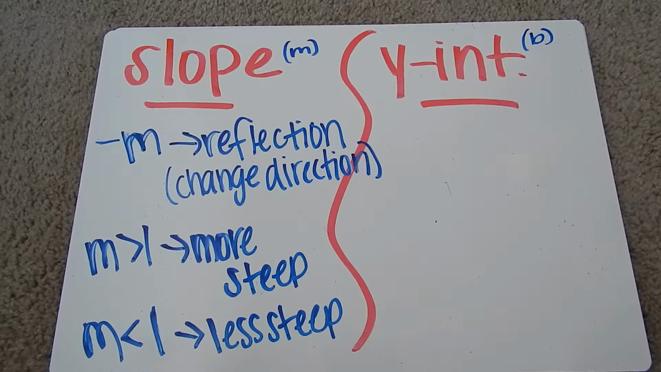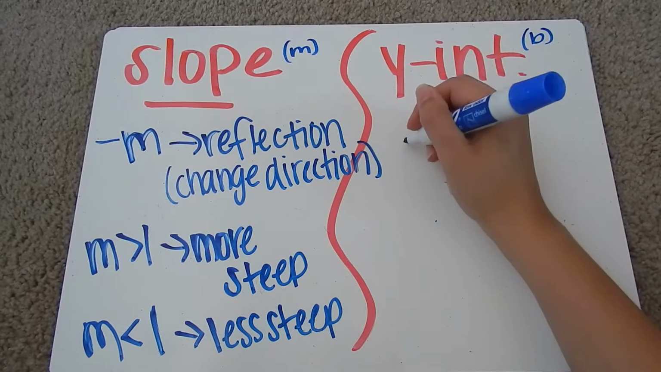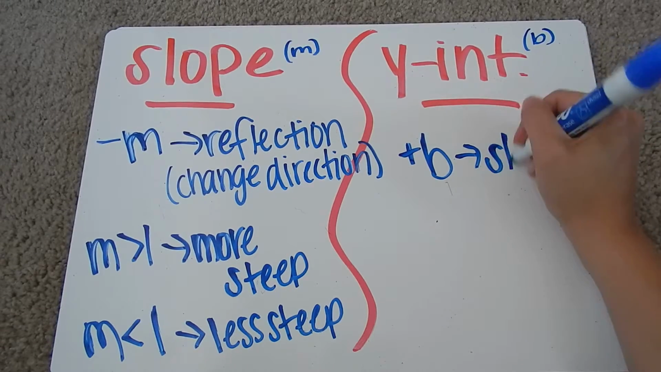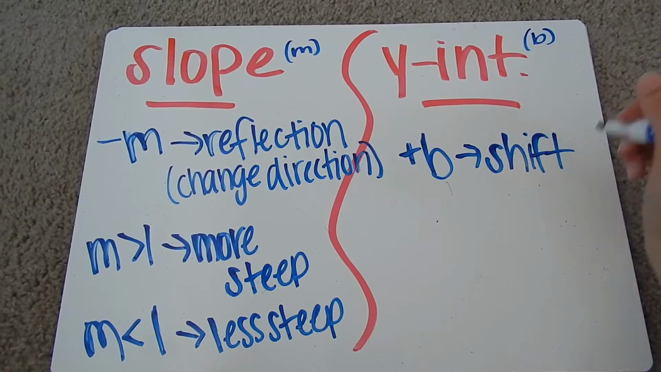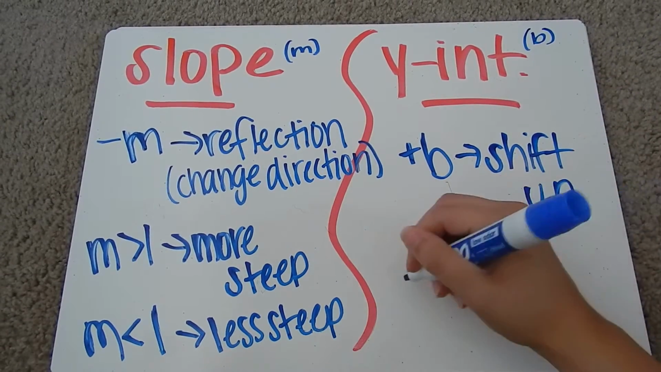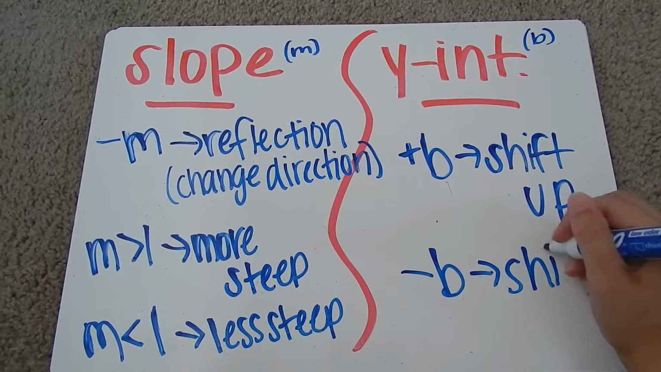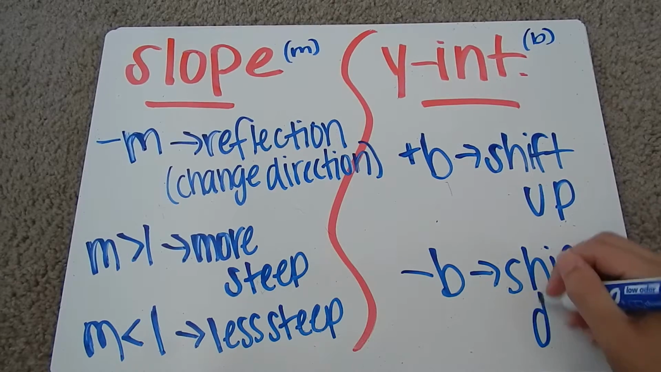For our y-intercept, this affects our shift up or down. If we have a positive b value, that's going to shift our line up. If we have a negative b value, that's going to shift our line down.